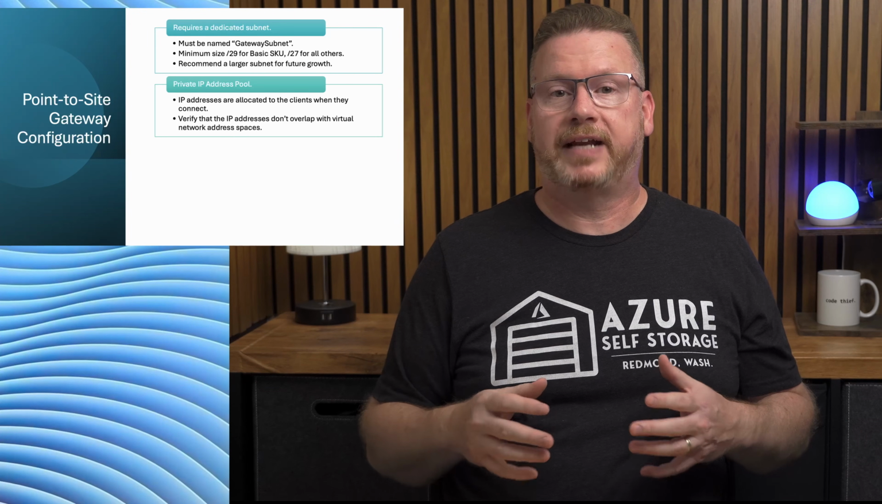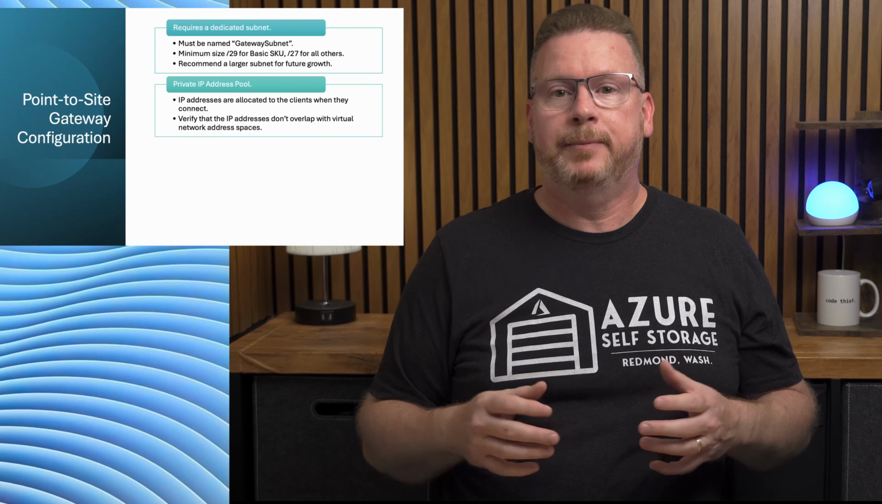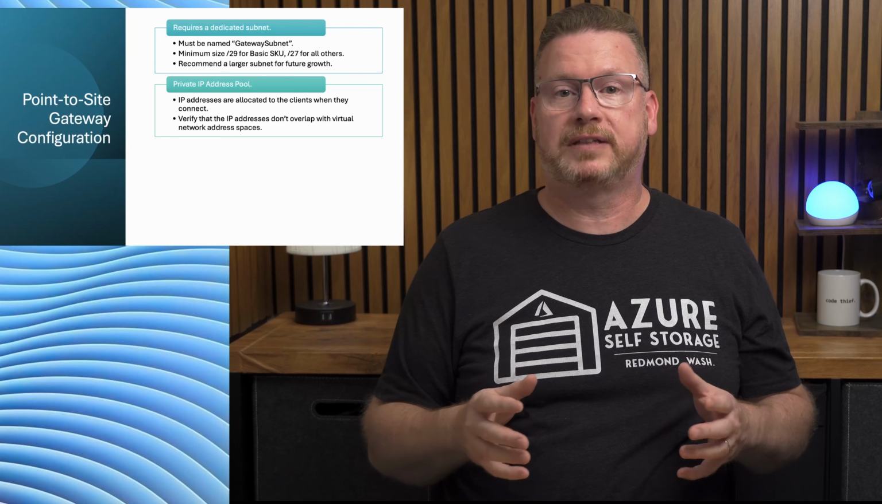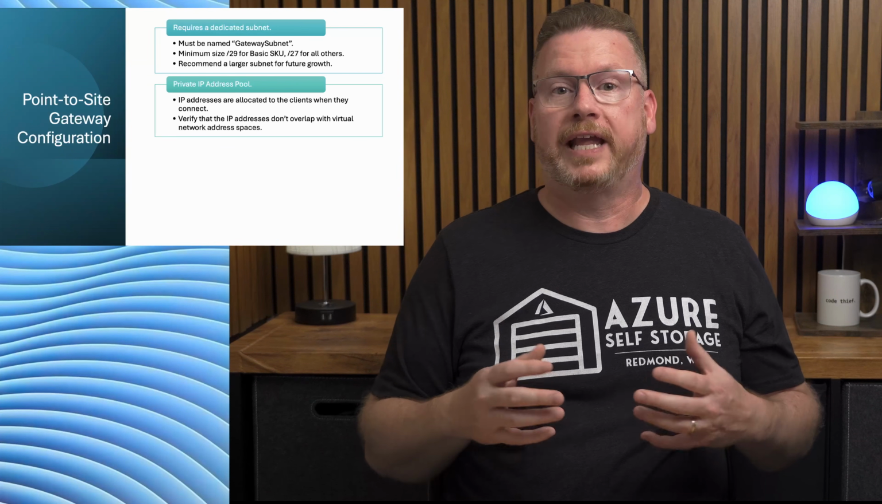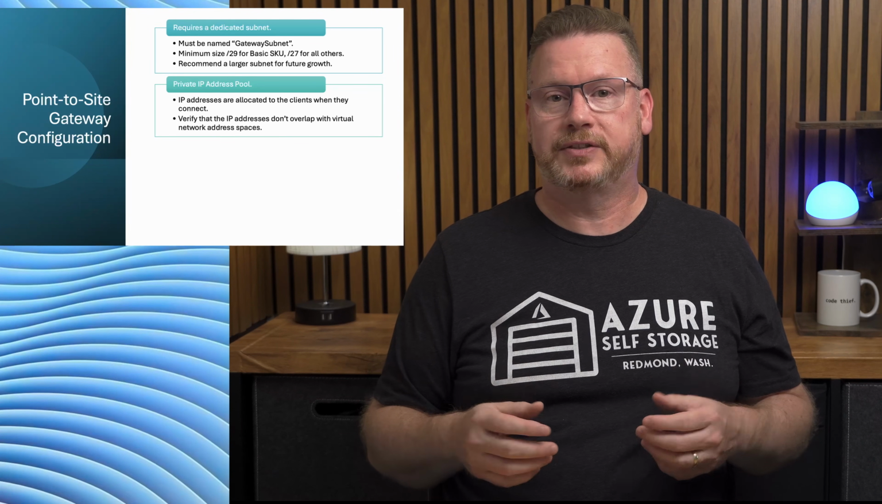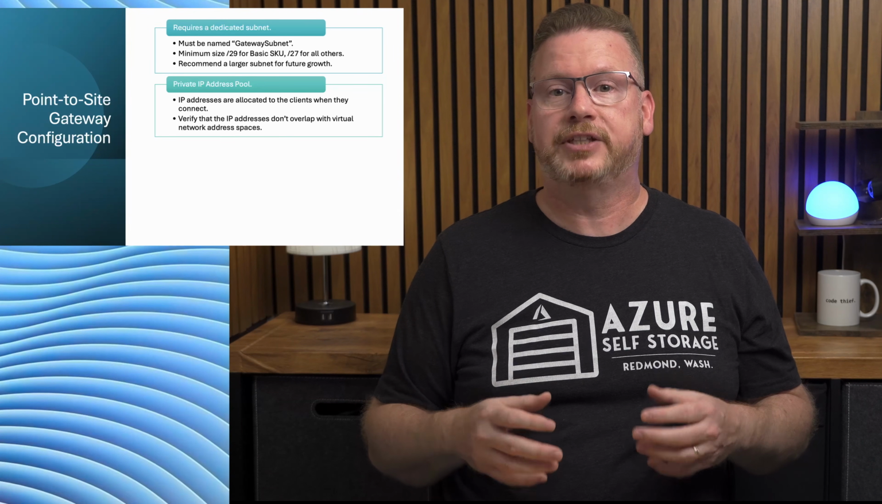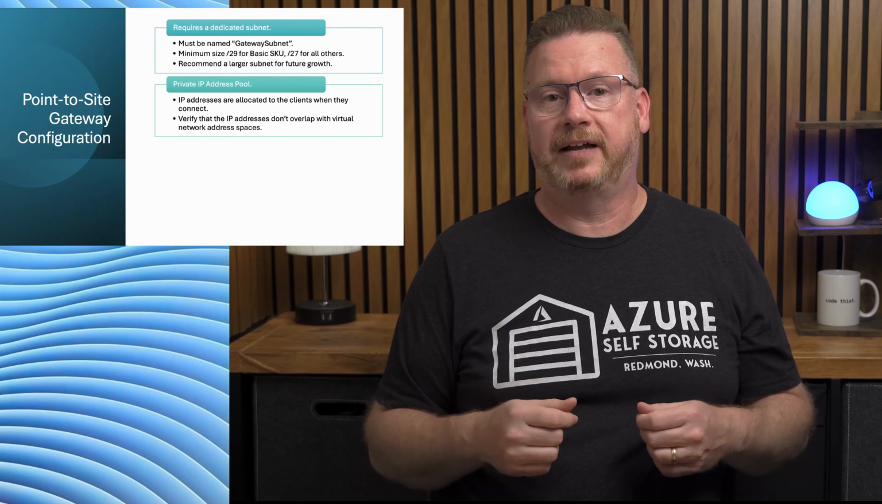We'll also need a private IP address pool for assigning addresses to clients when they connect. Make sure the IP ranges don't overlap with the virtual network address space the gateway's connected to or any virtual network peered to it. I also recommend avoiding common ranges like the 192.168 range, since those tend to be used on home networks and can lead to IP conflicts.